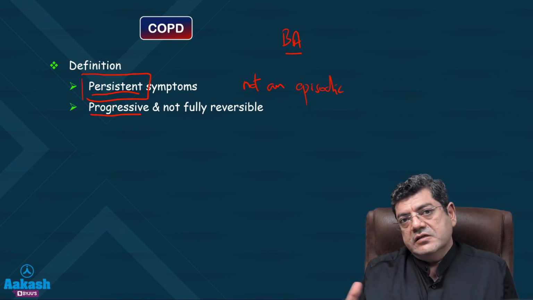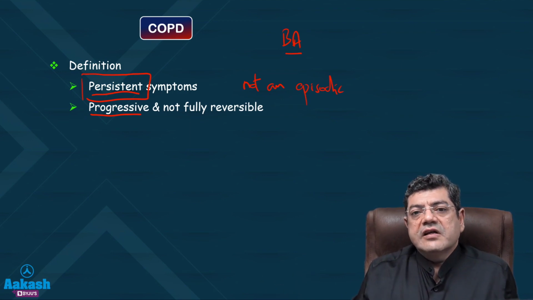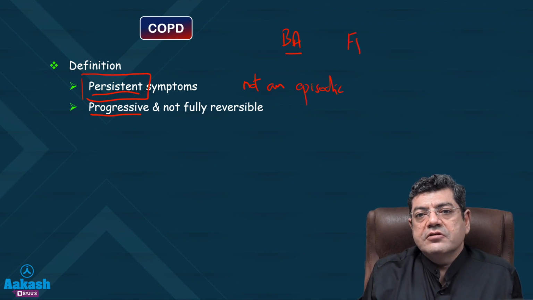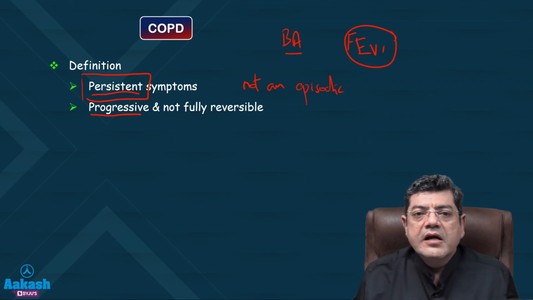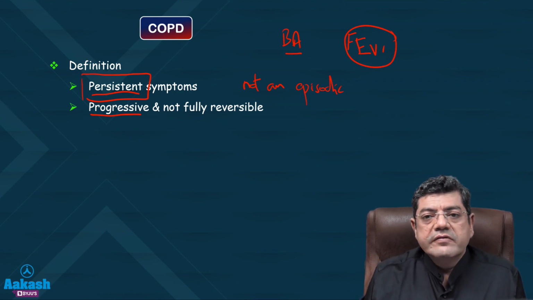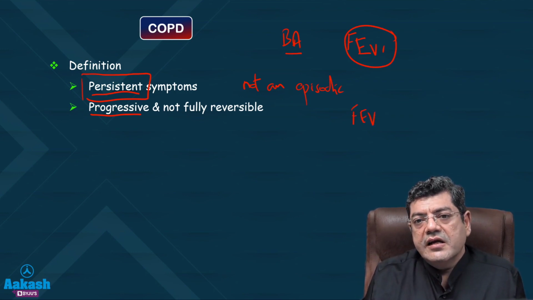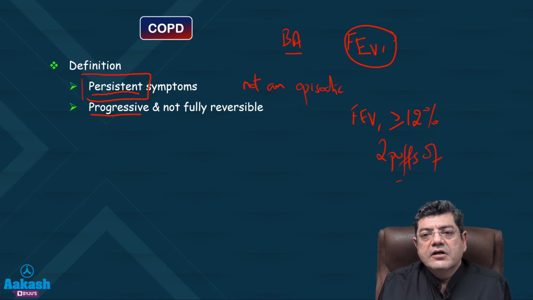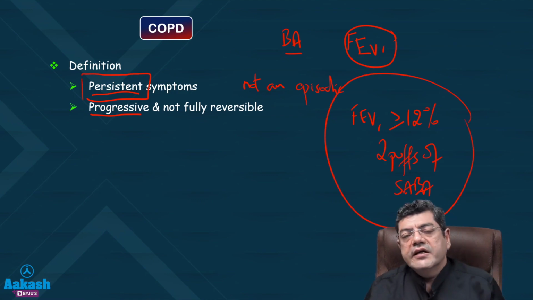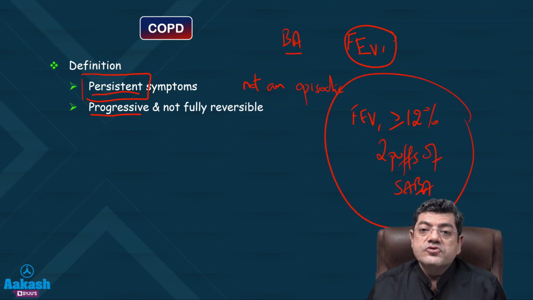As years go by, you measure their progression by the FEV1. A little more about that in a minute. It's not fully reversible. Full reversibility is an increase in FEV1 of more than or equal to 12% by 2 puffs of a short-acting beta agonist. This is the definition of full airway obstruction reversibility, and you see this with asthma, right?